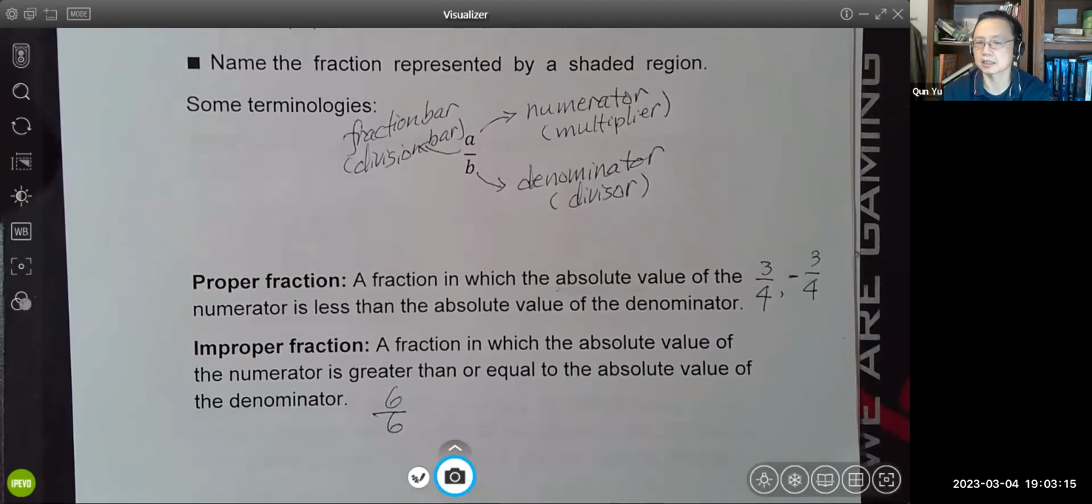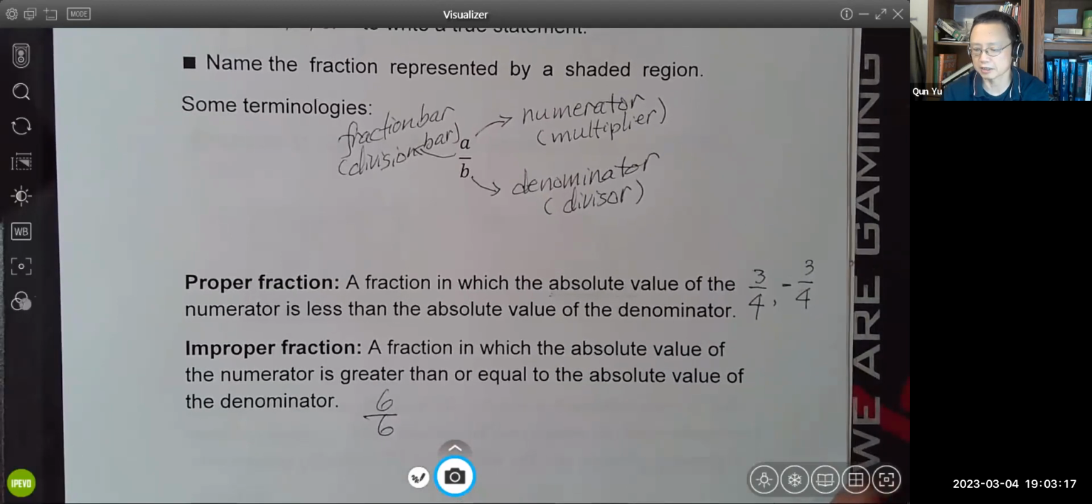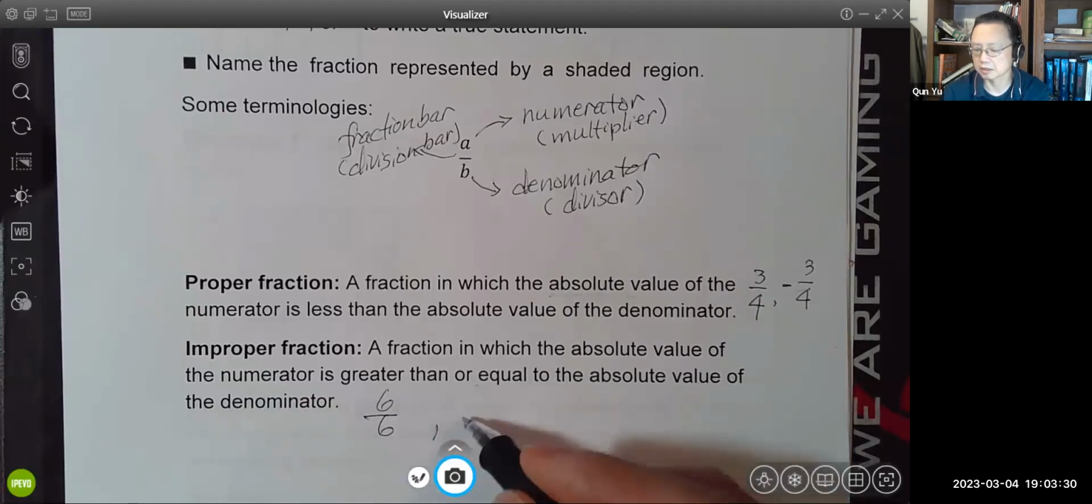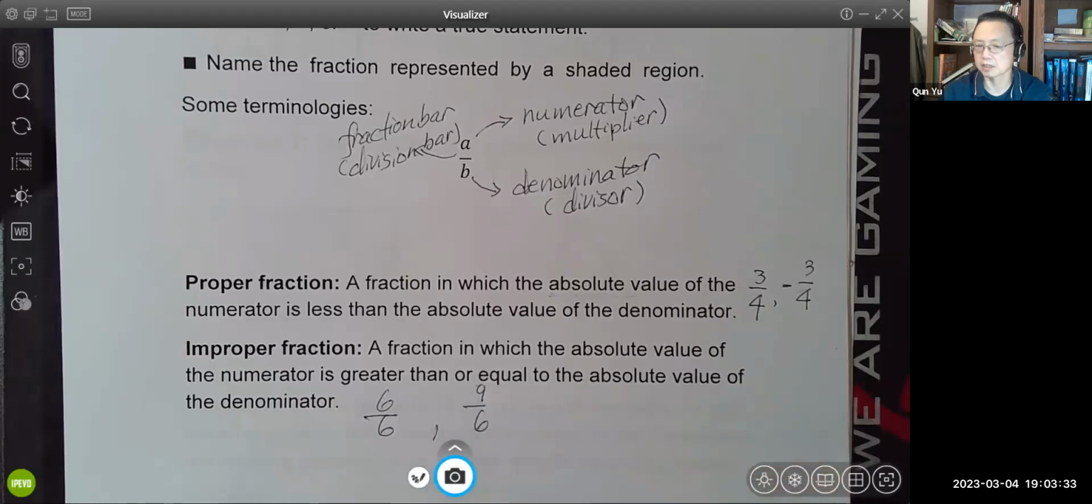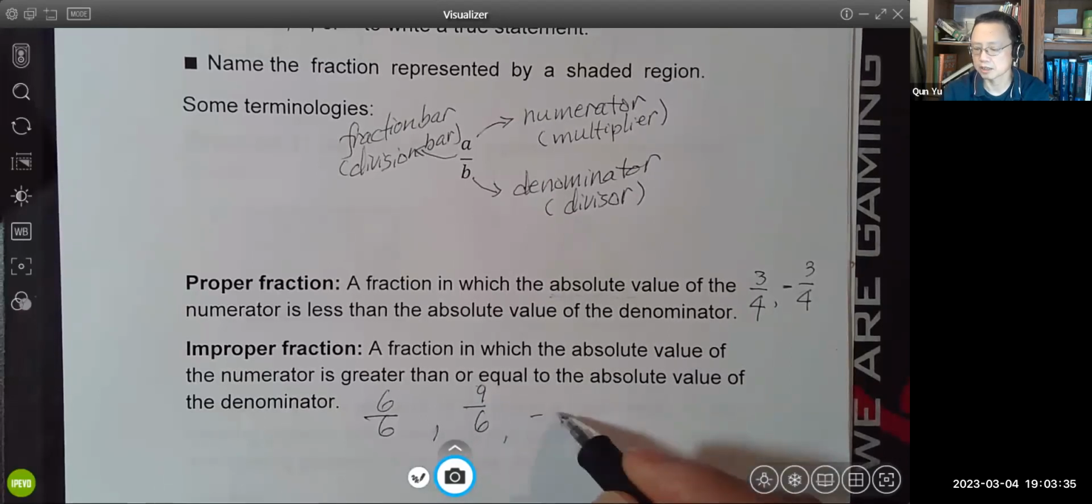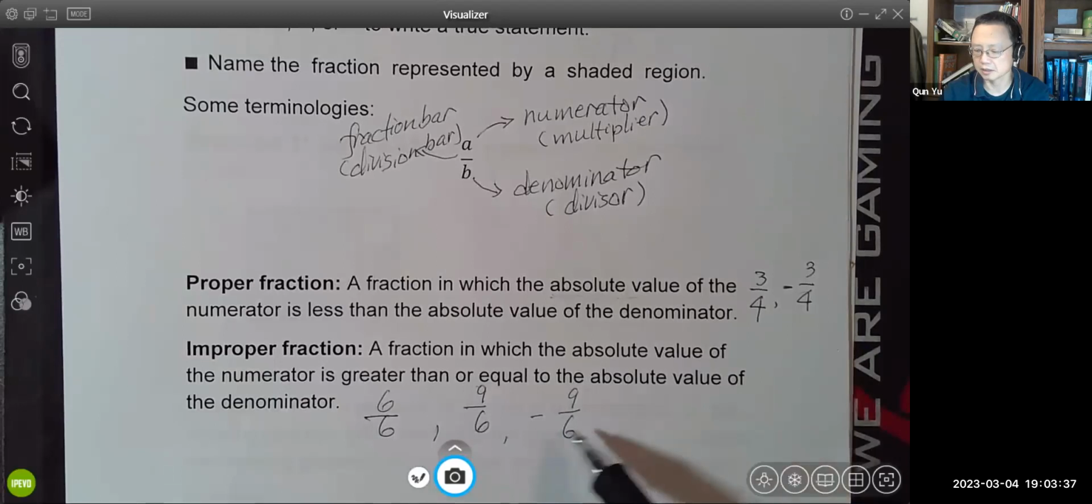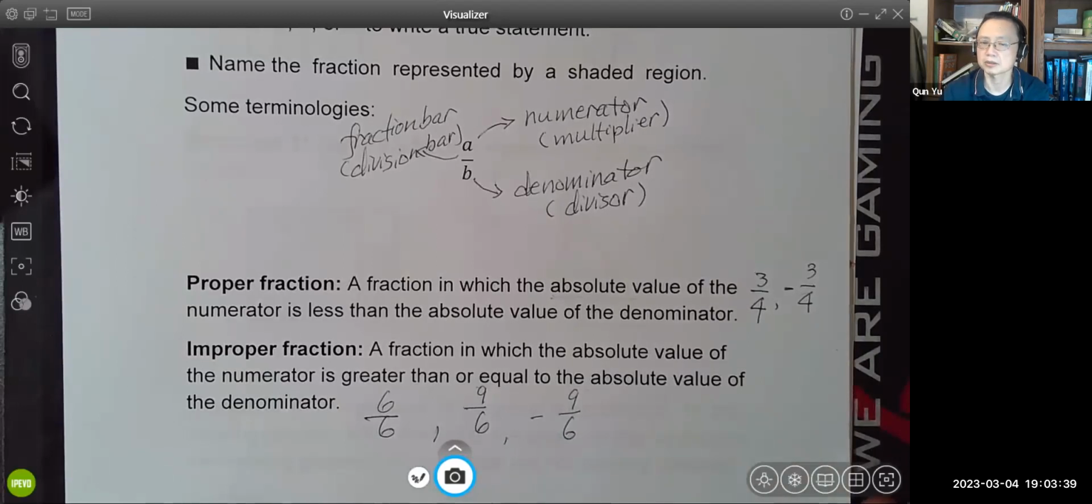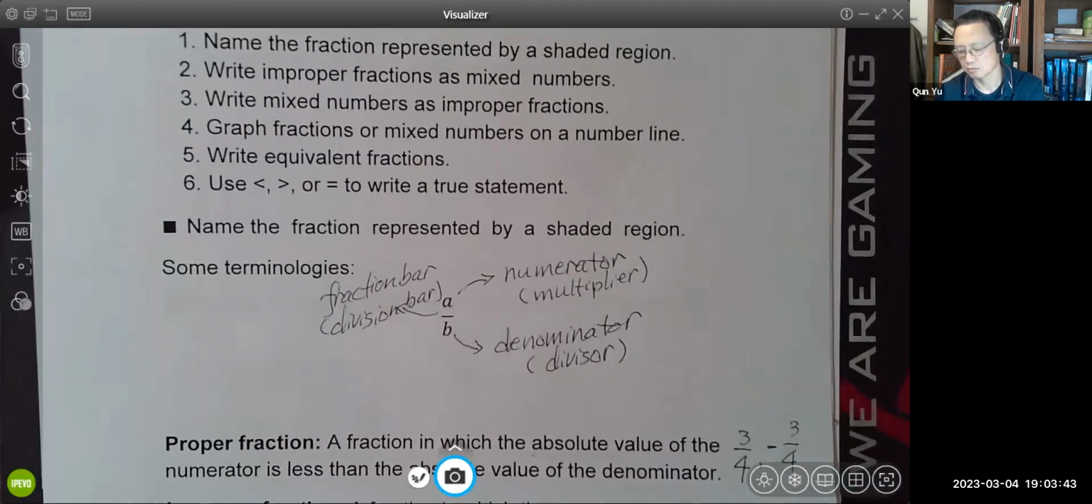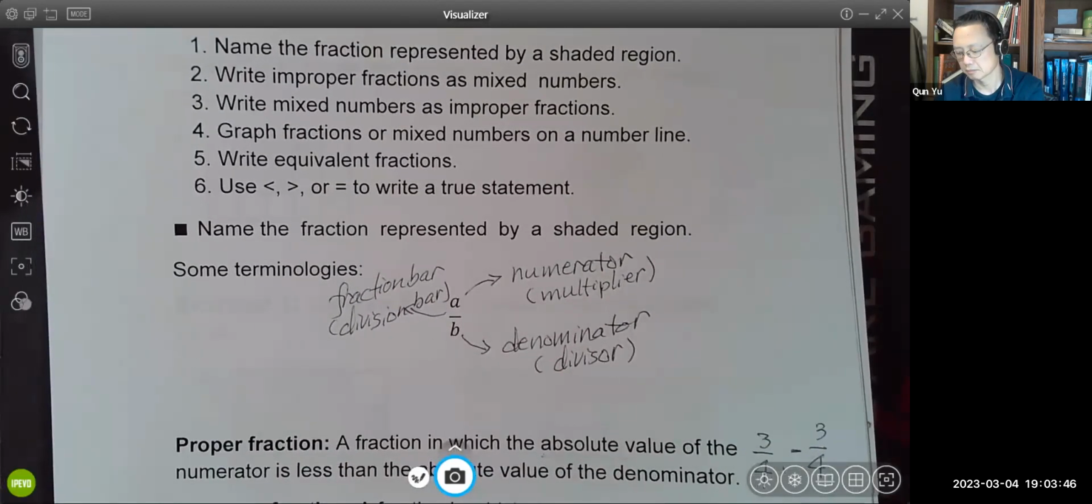This is an example of improper fraction, because improper fraction, by this definition, has 2 different scenarios. One is the number on the top equal to the number on the bottom. The other one is the number on the top is bigger than the number on the bottom, regardless of the sign. Okay, these are the examples of improper fractions. Okay. Now move on to the next page.